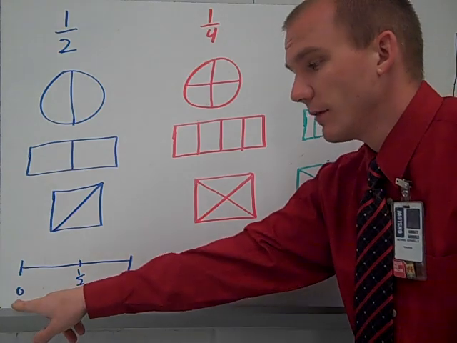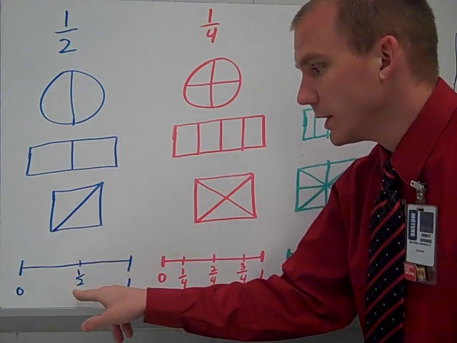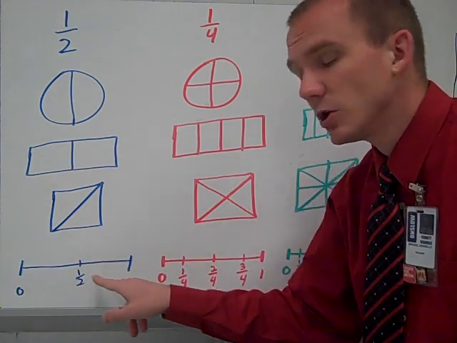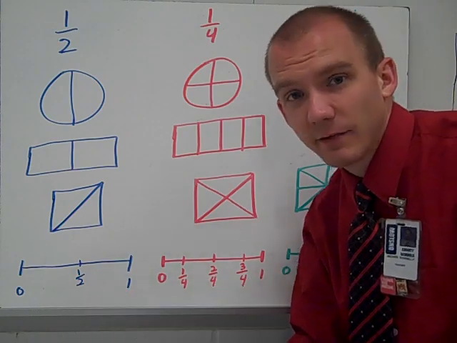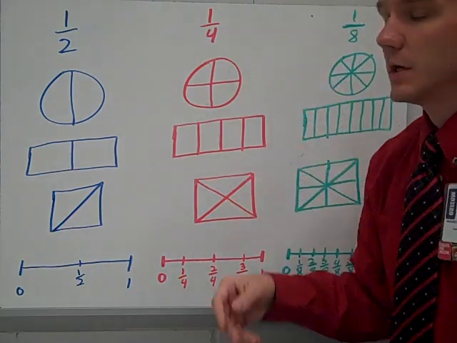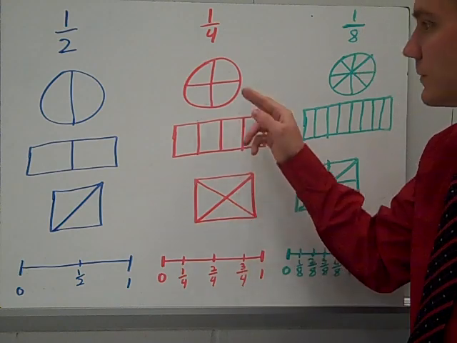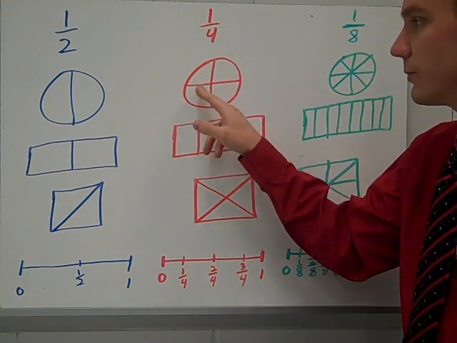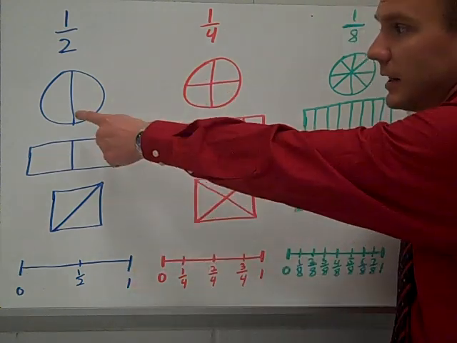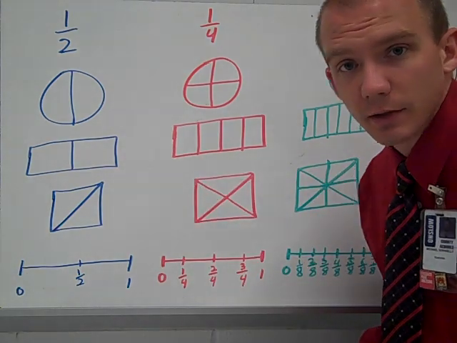And this number line, you have 0, 1, and right in the middle I put a line to divide it into 2 equal parts, so again I have halves. Fourths is when you divide it into 4 equal parts. So I have a circle with 1, 2, 3, 4 equal parts. Kind of like halves with an extra line.